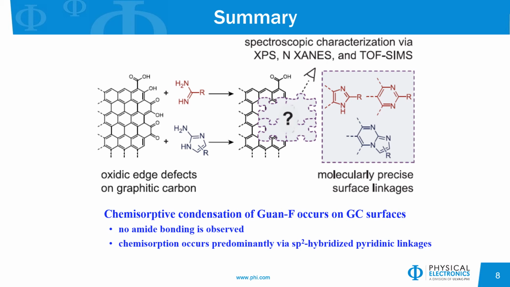So to summarize what we have been able to learn using not only the TOF-SIMS data, but the article that was published in collaboration with the Massachusetts Institute of Technology also incorporated nitrogen X-ray absorption near-edge spectroscopy and X-ray photoelectron spectroscopy, we're able to identify the bonding that takes place from guanidine and amidine small molecule condensation onto defect edges or step edges of graphitic carbon.